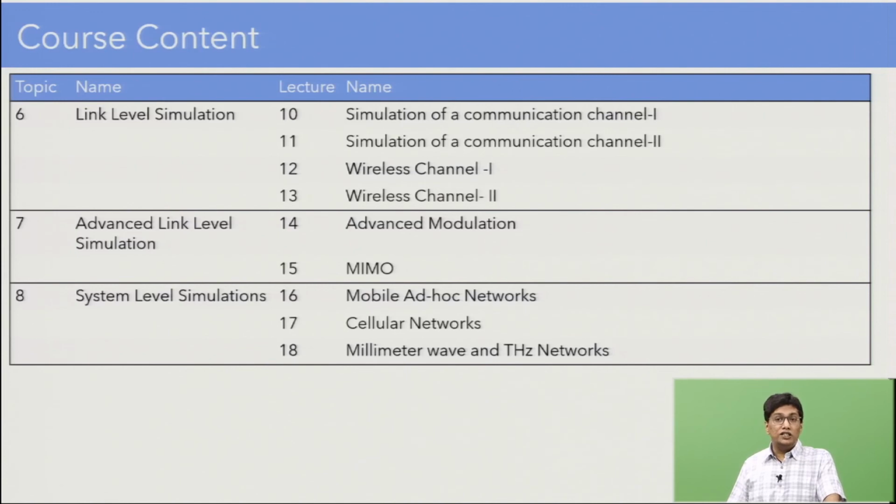Then we will look at system level simulation where you have multiple links, and we will talk first about mobile ad hoc networks, MANETs, and cellular networks. And then we will also look at how we can simulate modern systems, for example, millimeter wave and terahertz systems, using that.